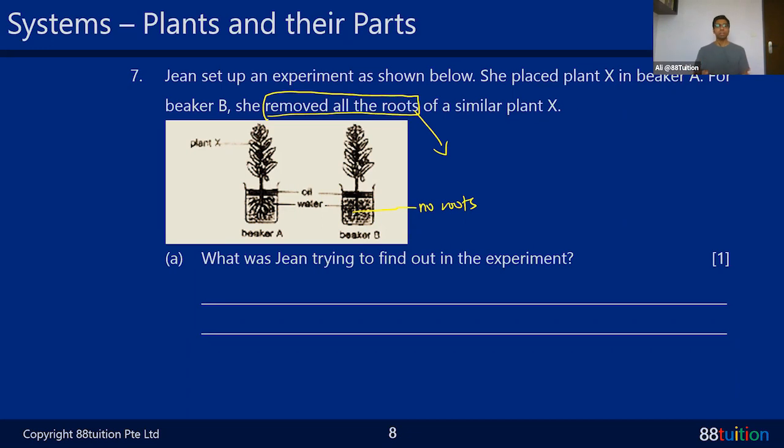She was trying to find out if the plant with the roots and the plant without the roots, what is happening to the water? Will it absorb the water? Is the plant absorbing water through the roots? She's just trying to confirm that, because not all of us know that. You are in primary 6 or primary 5, you know about how plants work. But if you are in primary 1 or you just started kindergarten, you are not going to know that plants actually absorb water only through the roots.